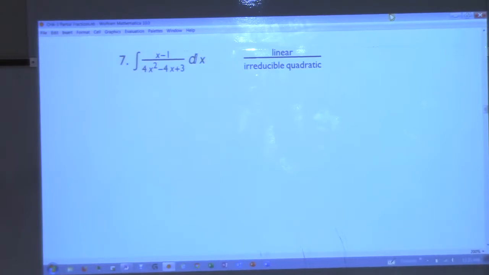Okay. It looks like we need to use u sub first before we complete the square. Why u sub? Because we have a linear in the numerator, and we need to be able to get rid of that somehow to convert it to a constant. And one way to do that would be to do u sub first before you complete the square.